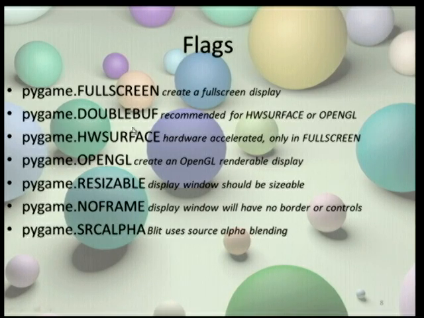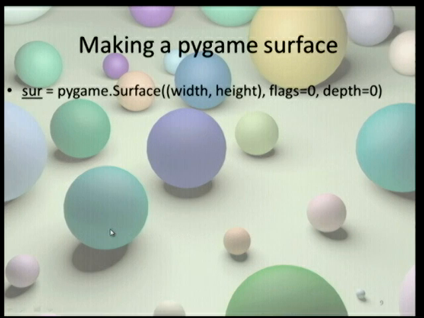Here's some of the flags you can use. You can do pygame.FULLSCREEN to make it full screen, DOUBLEBUF double buffers the screen, HWSURFACE is hardware accelerated in full screen, OPENGL is an OpenGL renderable display, RESIZABLE will allow the screen to be resizable, but you need to be a bit careful with that. NOFRAME will just get rid of the border. You also need to be careful with that because when the close button's gone, it's kind of hard to close your program. And SRCALPHA gives you an alpha channel which you can draw on.